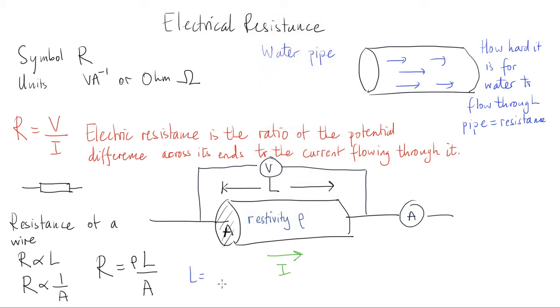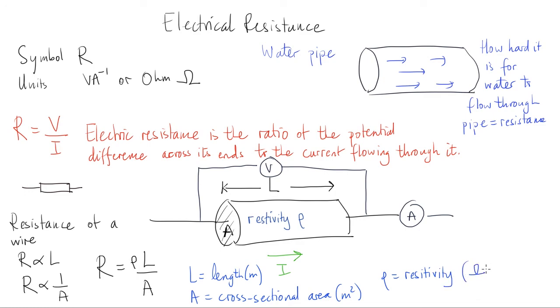So L means the length, and we measure it in meters. A is what we call the cross-sectional area, in meters squared, and rho is the resistivity, which is a property of the conductor, and it's measured in ohm meters.